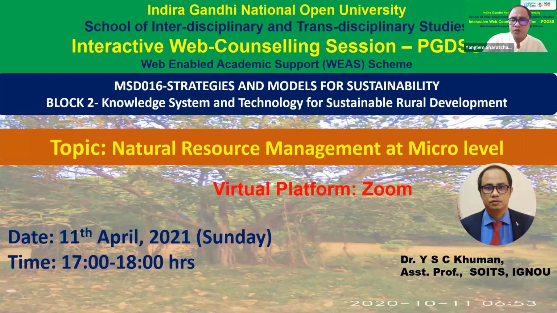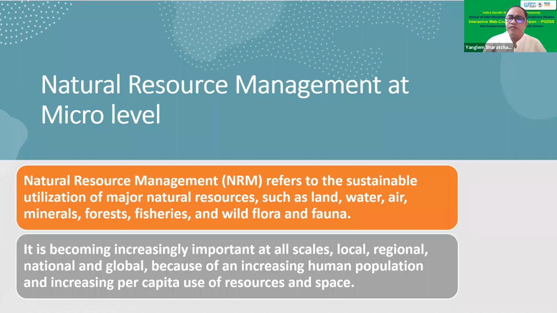If we look back to the basics of natural resource management, it refers to the sustainable utilization of major natural resources. What are the major natural resources? We know land, water, air, minerals, forests, fisheries, wild flora and fauna. In fact, the resources around us, wherever you are, you may be in a rural area, you may be in an urban area, wherever you are. So when we talk about sustainability, it is to understand the relation between the natural environment and the society, the human. Natural resource management is for the effective, sustainable utilization of the resources.